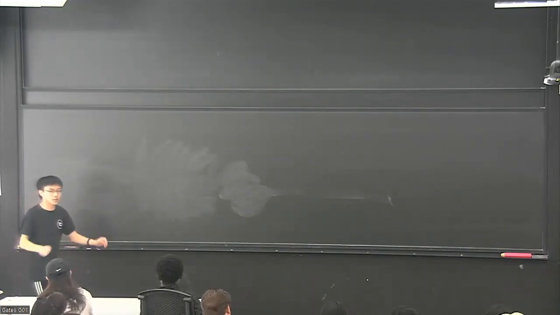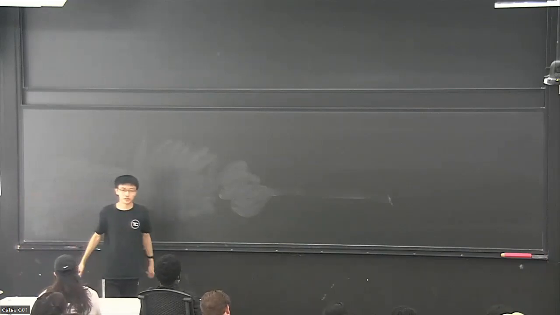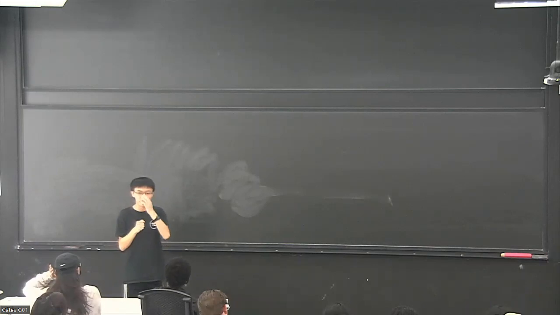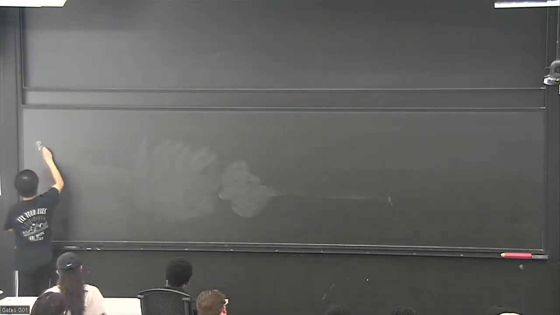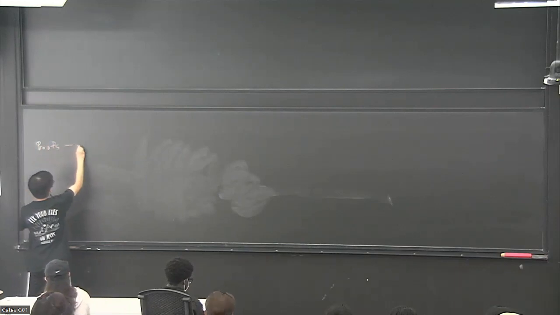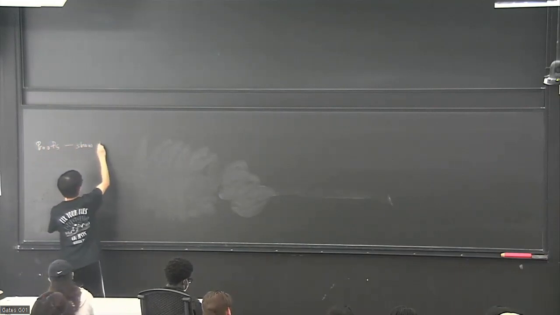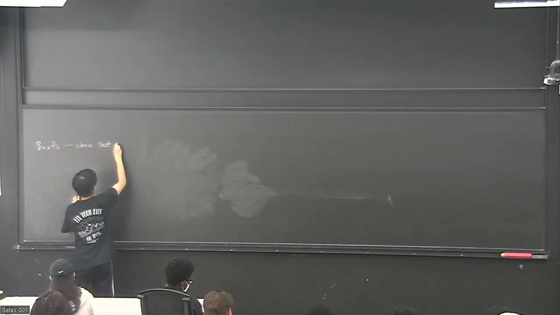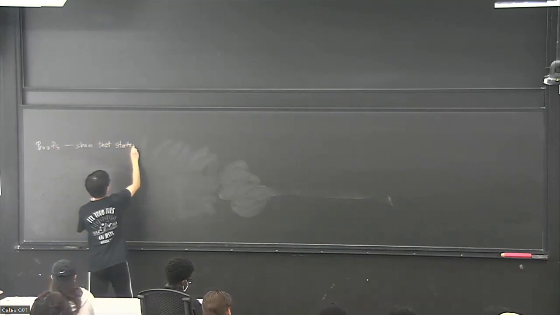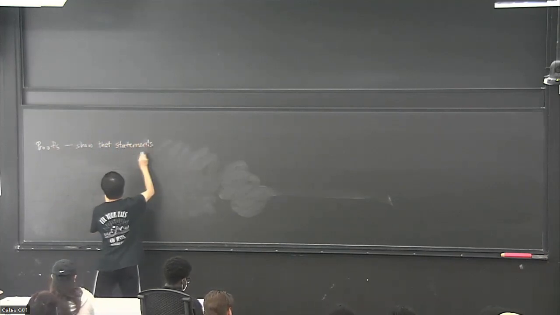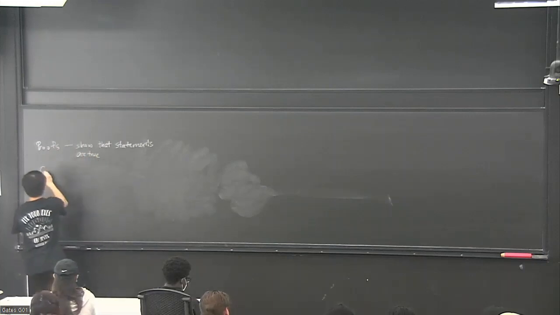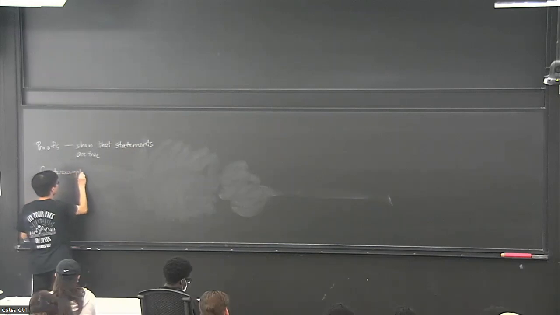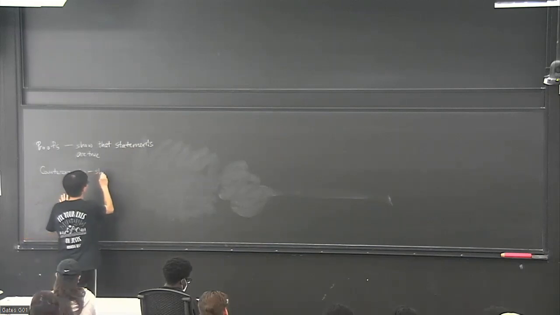So in math, we are primarily concerned with the notion of truth and falsehood. And we use proofs to show that statements are true. And we use counterexamples to show that statements are false.